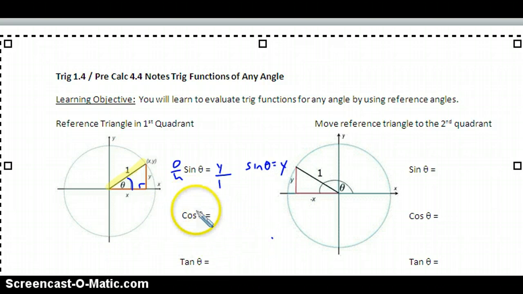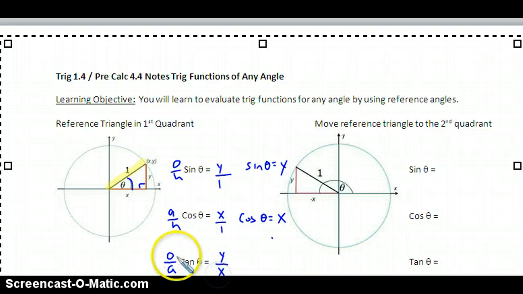Okay, let's apply that same concept now for the cosine. Going back to SOHCAHTOA, cosine is adjacent over hypotenuse. Adjacent side would be x, hypotenuse would be 1, so we can say that the cosine of theta is equal to just a positive x. And for the tangent, that's opposite side over adjacent. Opposite side is y, adjacent side is x. So the tangent of theta is equal to y over x.